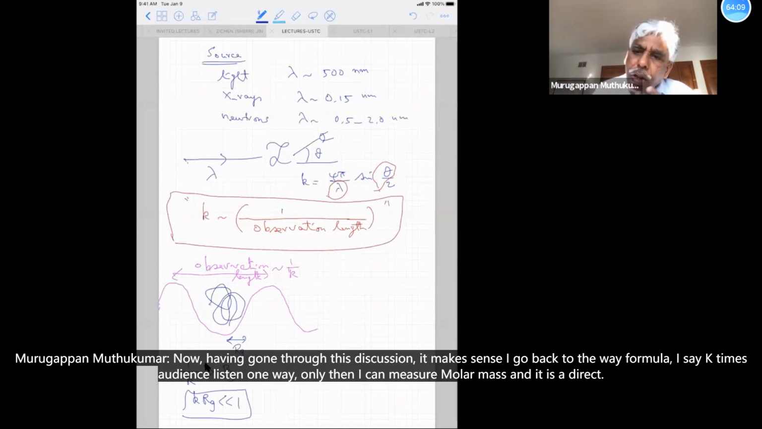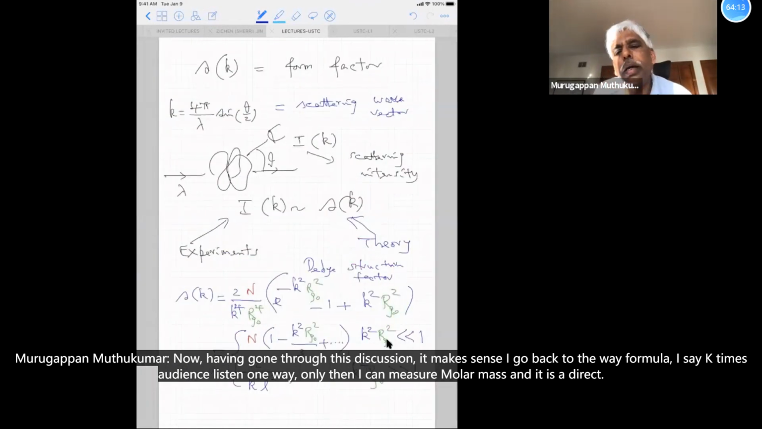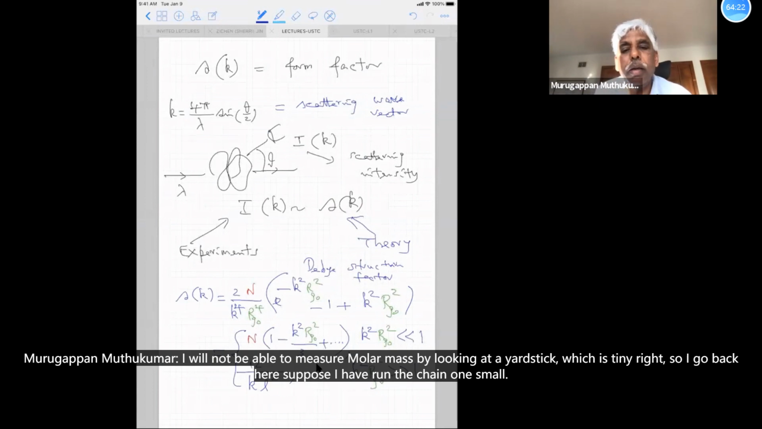Now, having gone through this discussion, it makes sense. I go back to the Debye formula. I say K times RG is less than 1. Only then I can measure molar mass and radius of gyration. I will not be able to measure molar mass by looking at a yardstick which is tiny, all right? So I go back here.